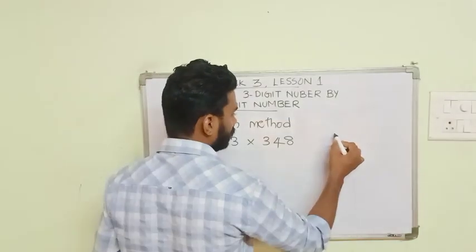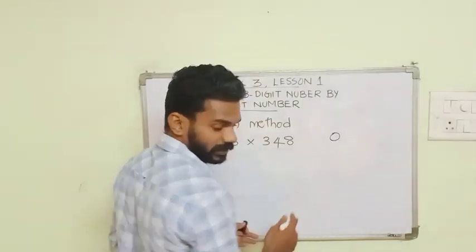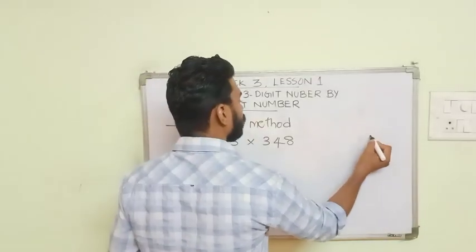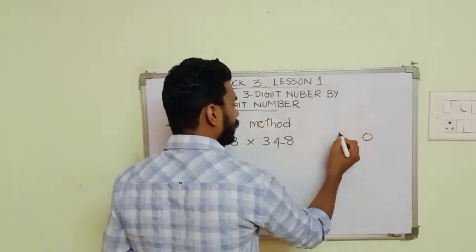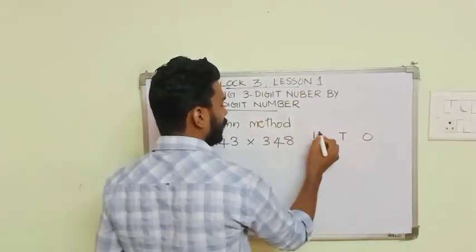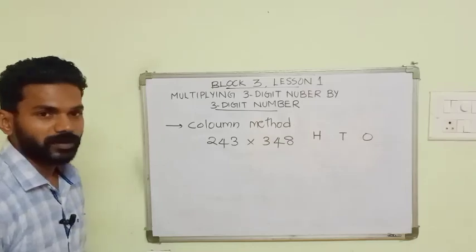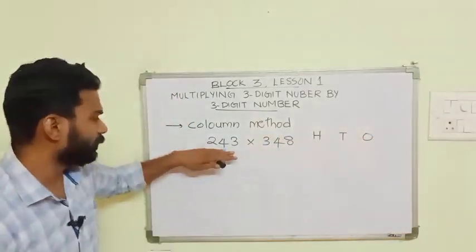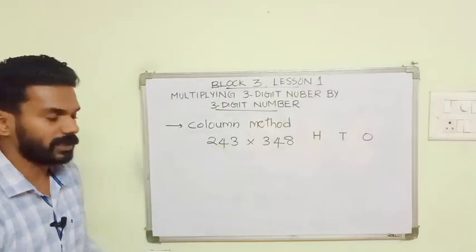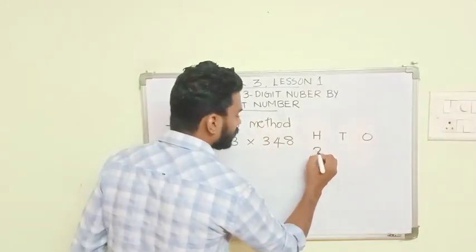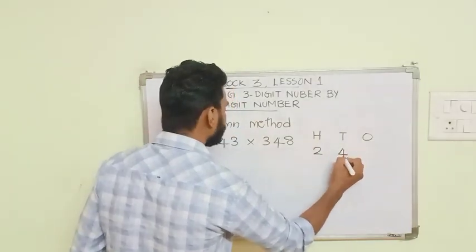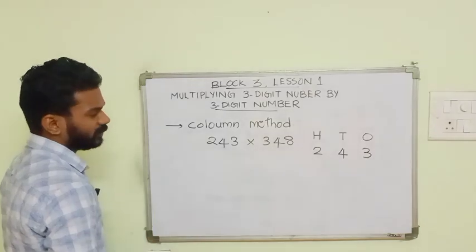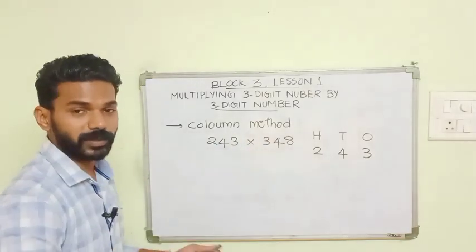Ones, tens and hundreds. First of all, I am just considering ones here, thereafter tens and finally hundreds. Now after constructing the column, just below this you can write the first number, 2, 4, 3. 2 is in the hundreds place, 4 is in the tens place and 3 is in the ones place.